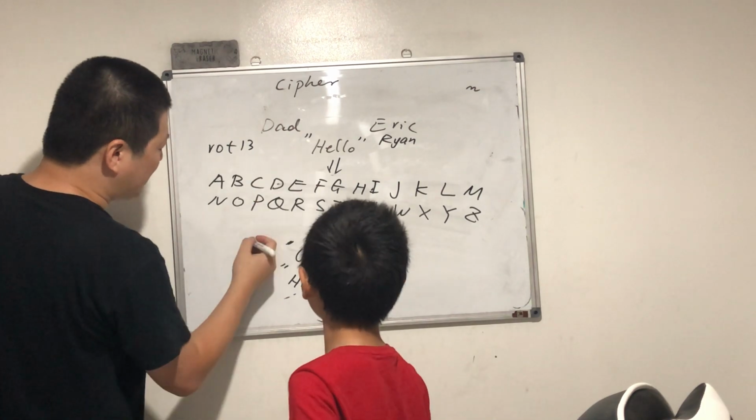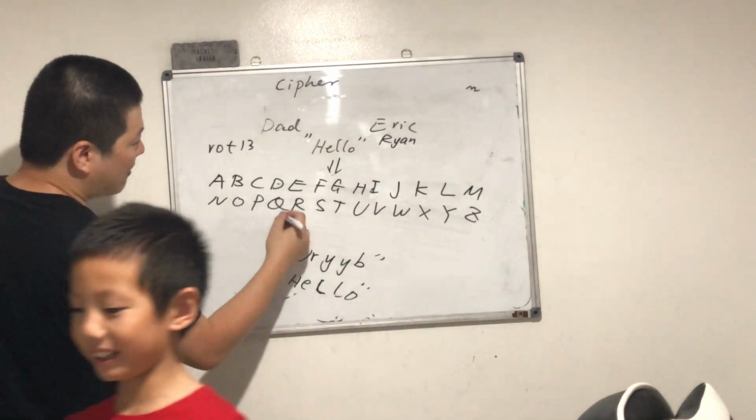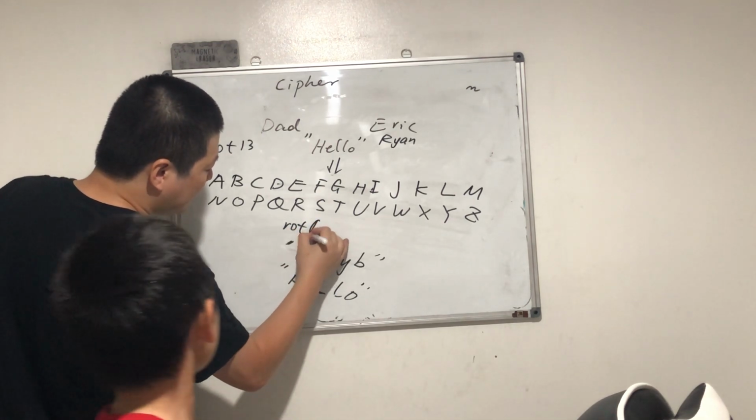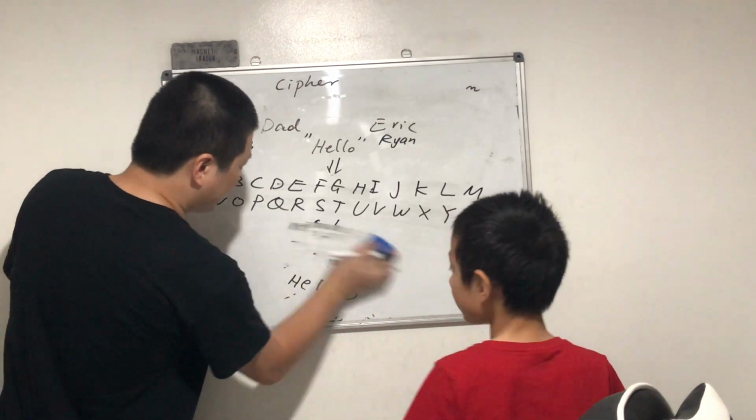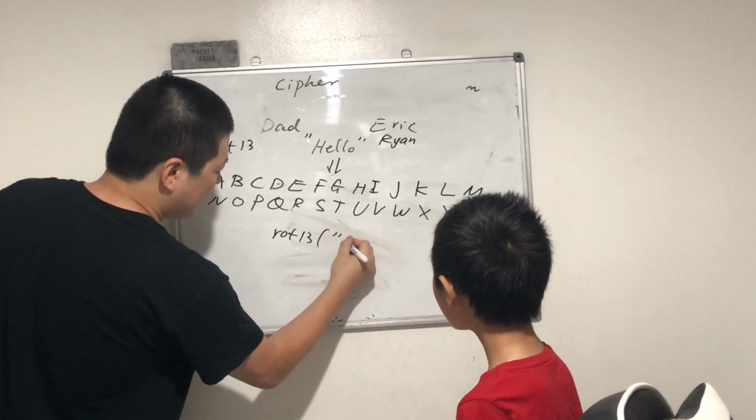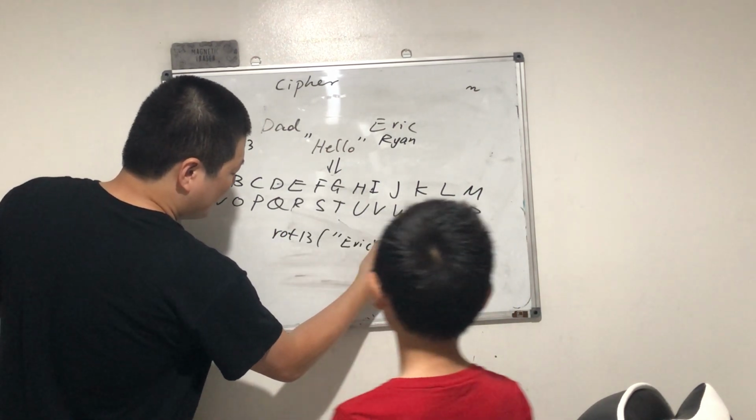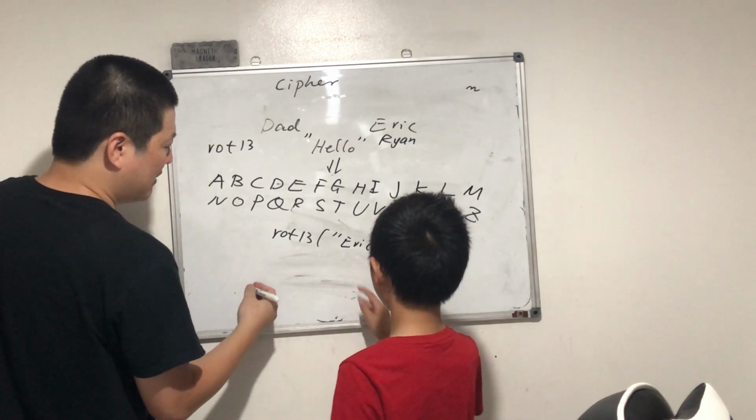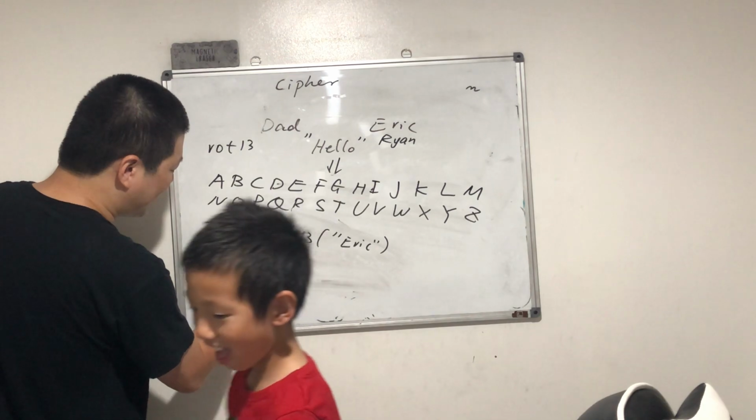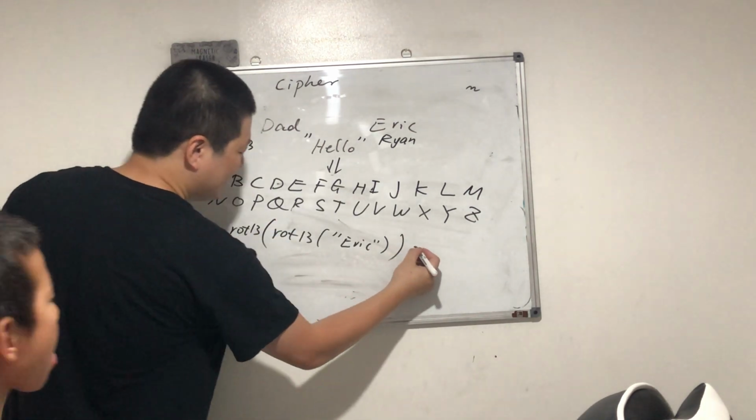If we apply this function to my name, Eric, what does it become? REVP. And if I apply ROT13 again, what's the value? The same.